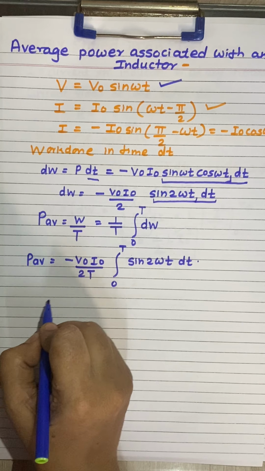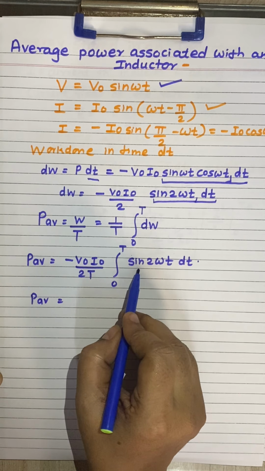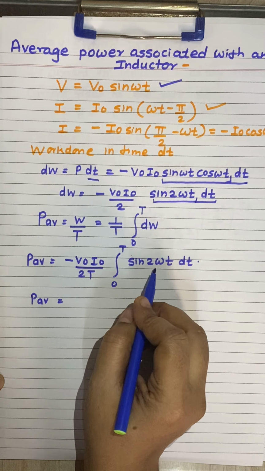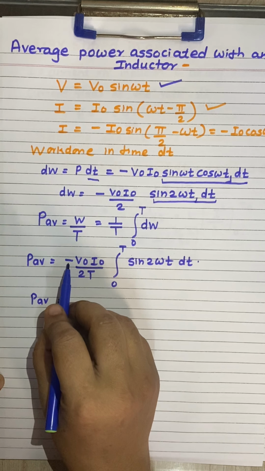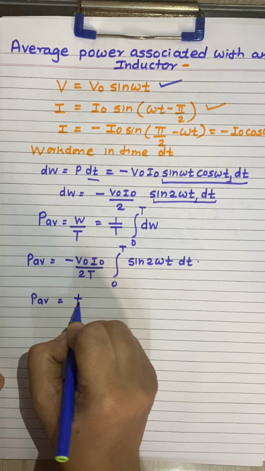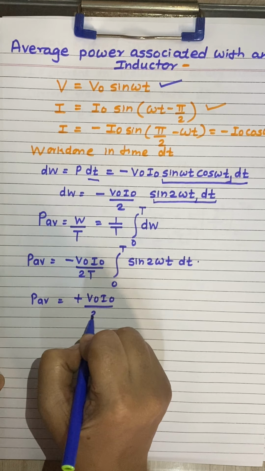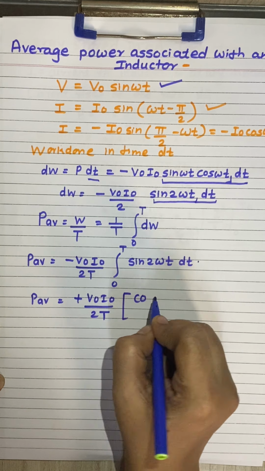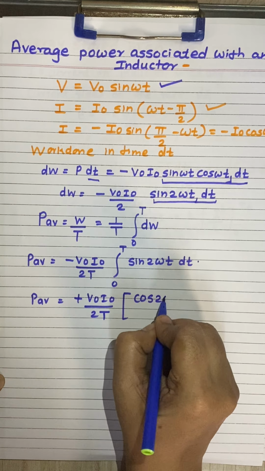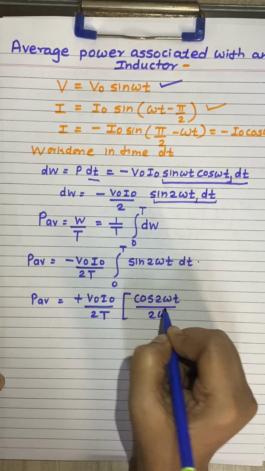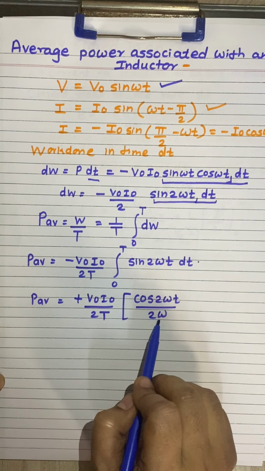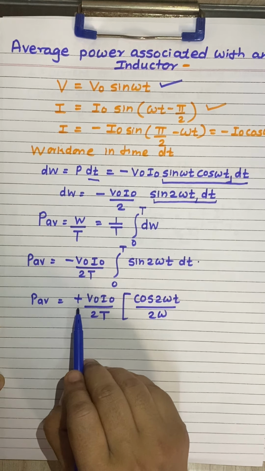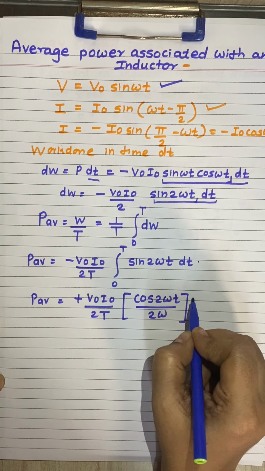Now we are going to find out the average power. I have considered the sine of 2 omega t integration, so therefore it is minus cos of 2 omega t upon 2 omega. So that minus sign and this minus sign become positive plus, so I will directly write plus V naught I naught by 2T. As I have applied the integration, now I have to apply the limit. So cos of 2 omega t upon 2 omega, actually it was minus cos 2 omega t upon 2 omega, but that minus sign I have already taken outside to make this together a positive sign. And this I have taken from 0 to T.